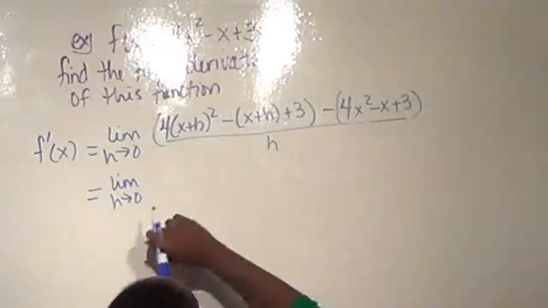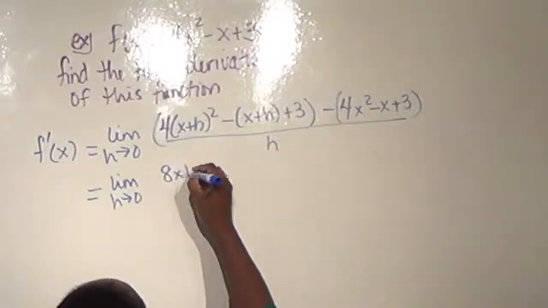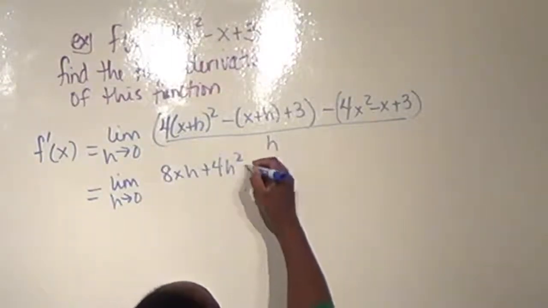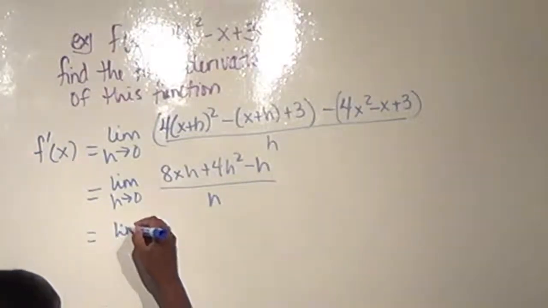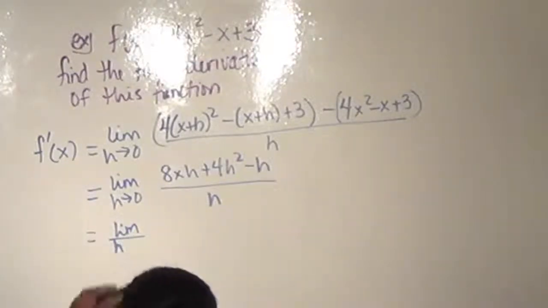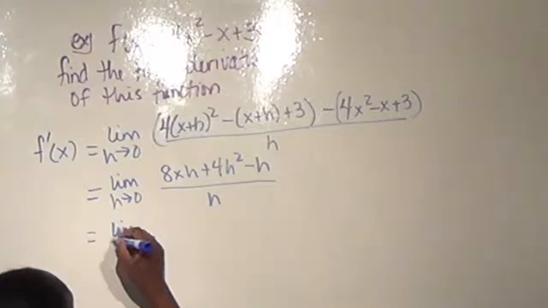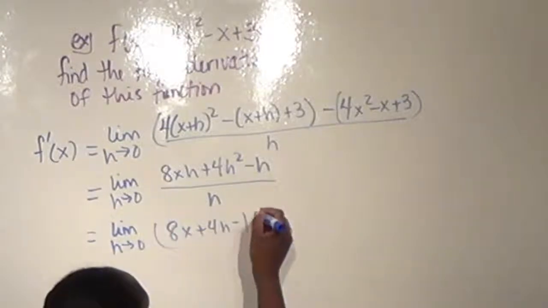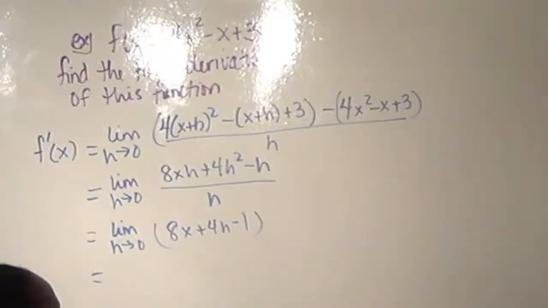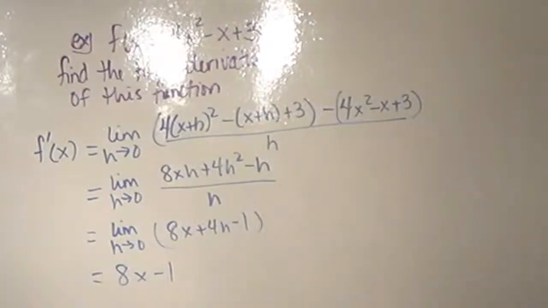And so here when we FOIL out and simplify, we're going to see an 8xh plus 4h squared minus h all over h, which we can simplify to an 8x plus 4h minus 1. And taking the limit, we can see we're going to get an 8x minus 1. Okay. So there's that first derivative, that again we're going to think of as f prime of x.